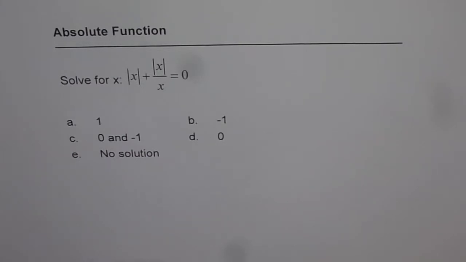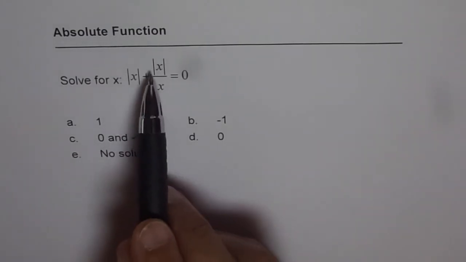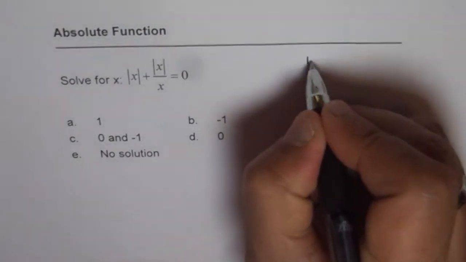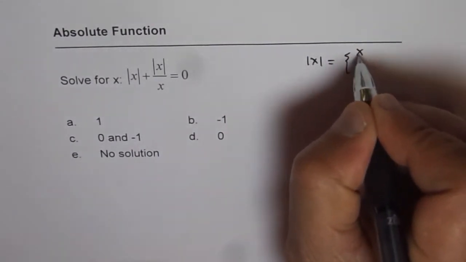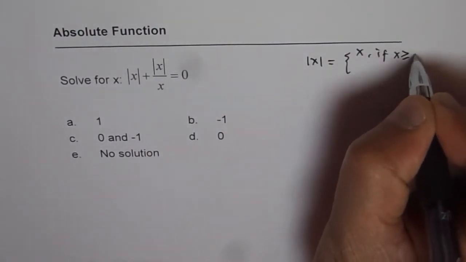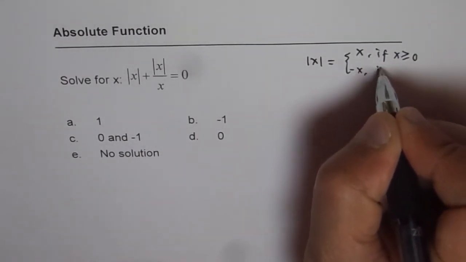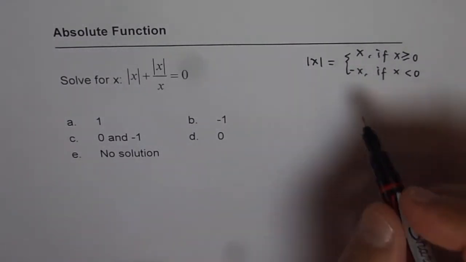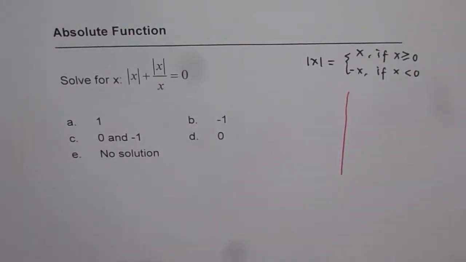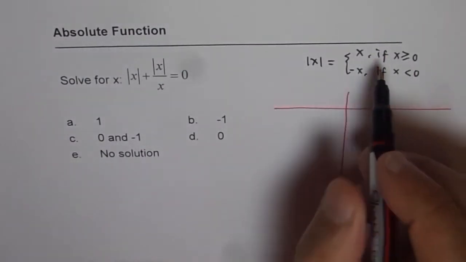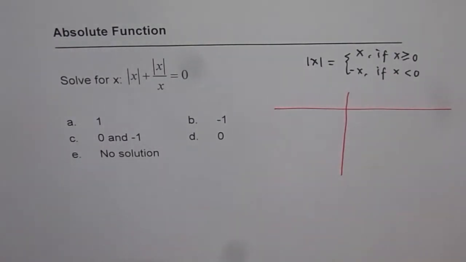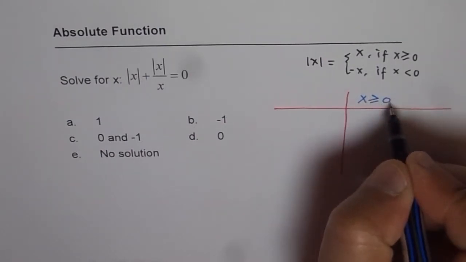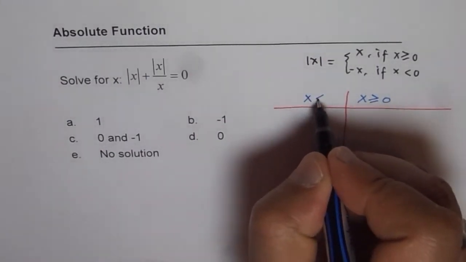Now to solve these kinds of questions, we need to rewrite absolute x as a piecewise function, right? We know absolute x is equal to x if x is greater than or equal to 0, and it is minus x if x is less than 0, right? So whenever we are trying to solve such an equation, we have to solve it in different intervals depending on what absolute x is. In this particular case, the intervals are when x is greater than or equal to 0, that means it is non-negative, or it is less than 0.